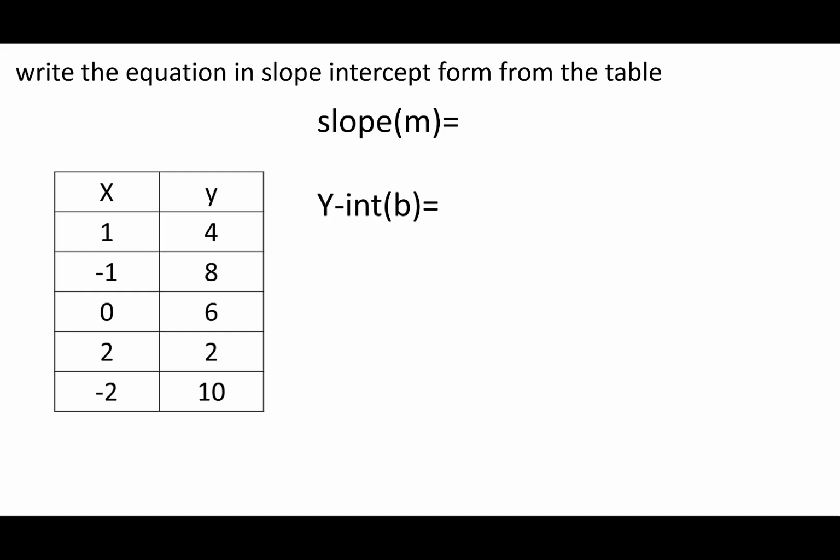All right, so when we are writing an equation from a table, okay, we are going to find the slope and the y-intercept. Now remember, the slope is the change in the y. So how am I going from 4 to 8? Well, I'm adding 4.